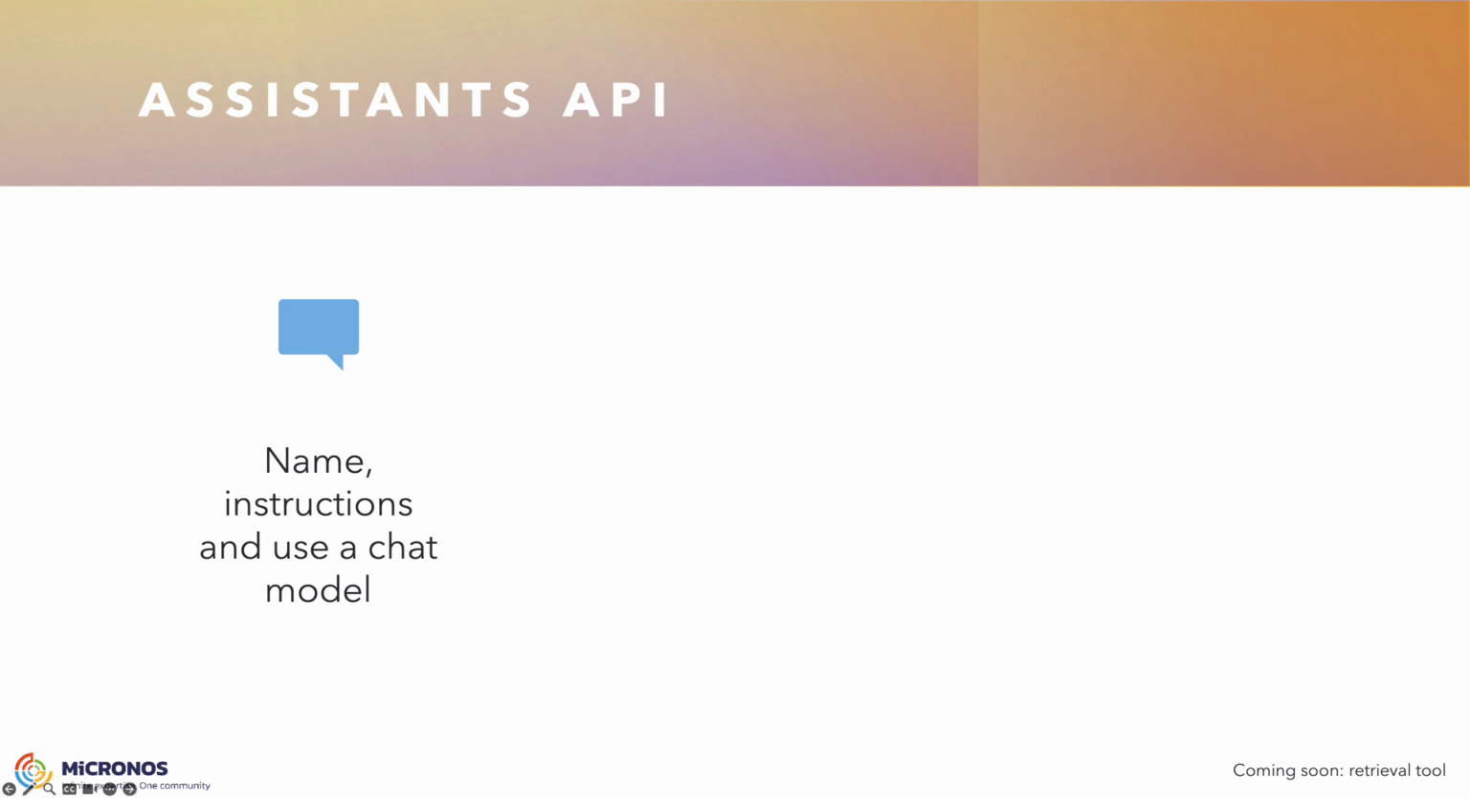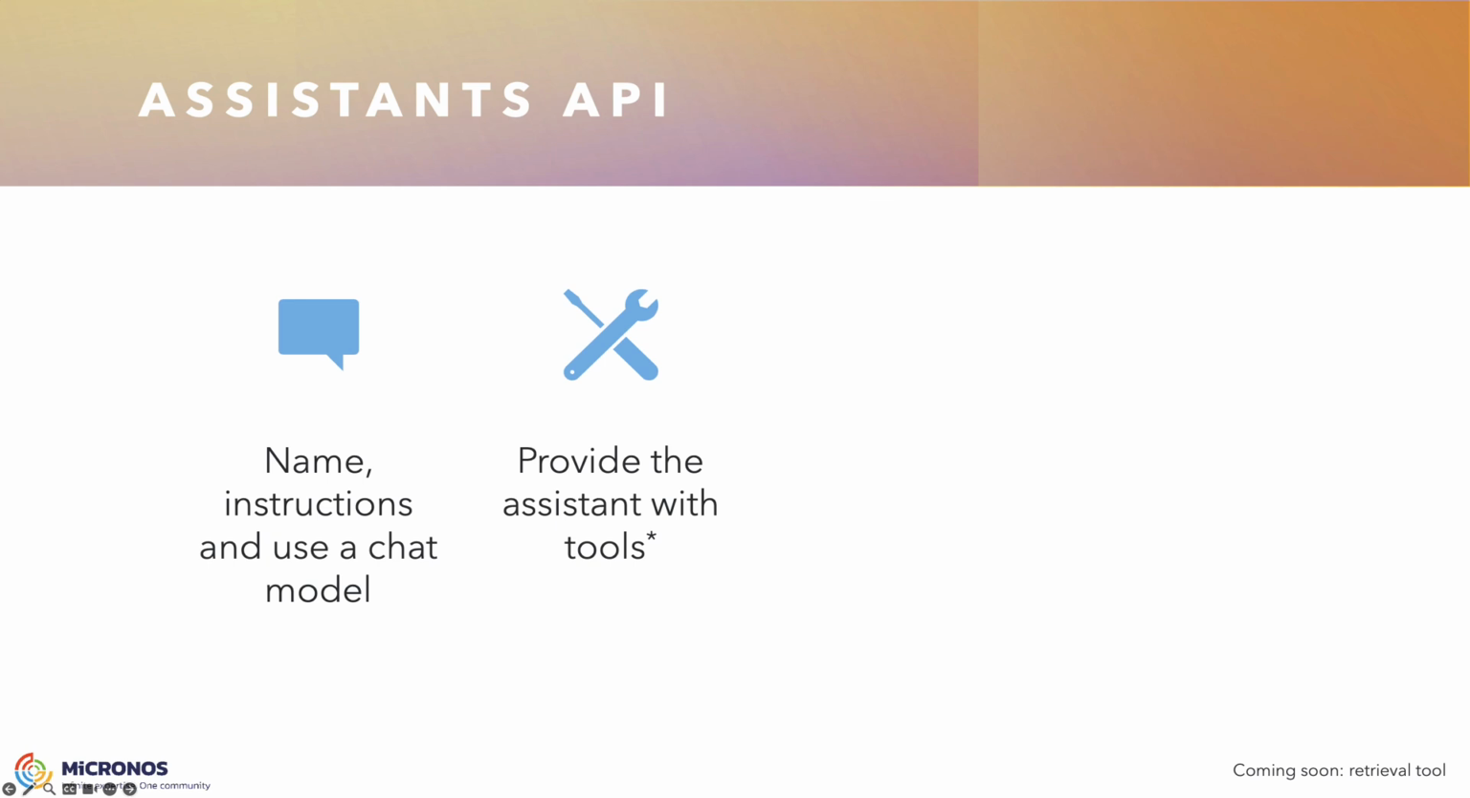Now, the Assistance API is also different in the fact that you can create the Assistance API in the Azure OpenAI portal. And an assistant always has a name and instructions that basically serve as the system prompt, and they always use a chat model. So a basic assistant just has that, name, instructions, and a model, and then you can start working with the assistant. But an assistant, of course, is only useful if it has certain tools to work with.